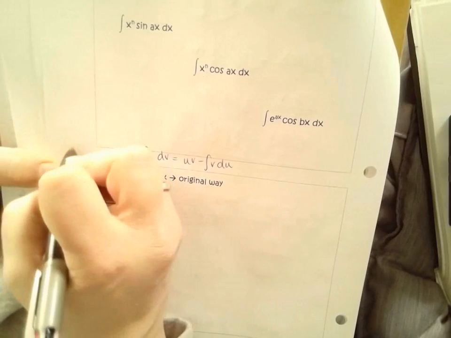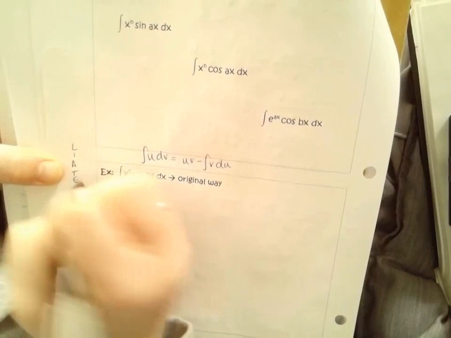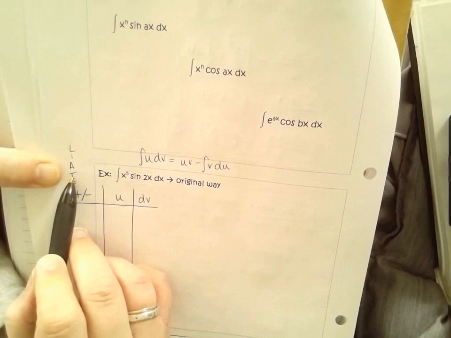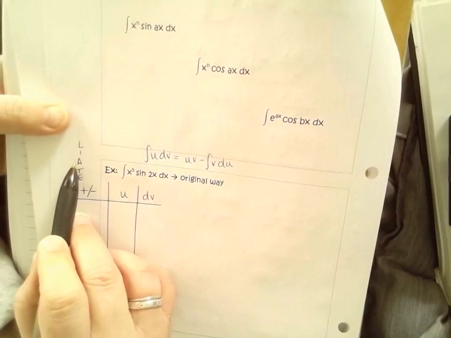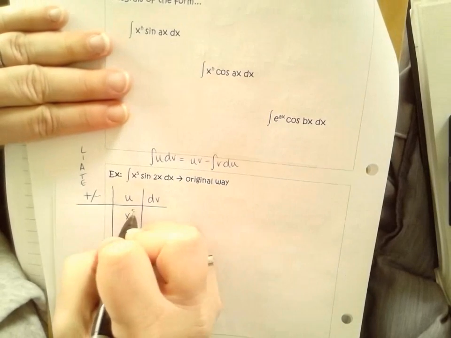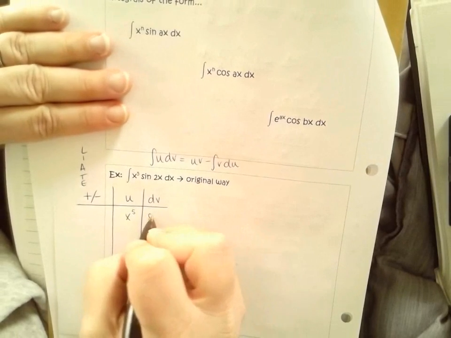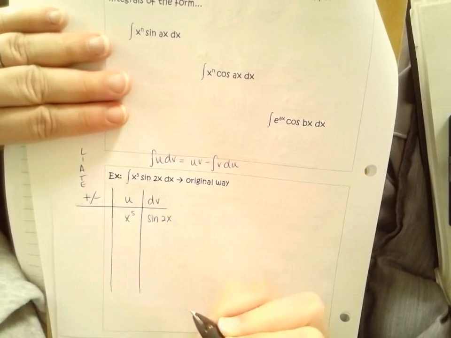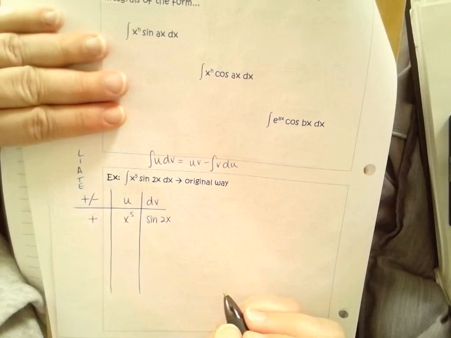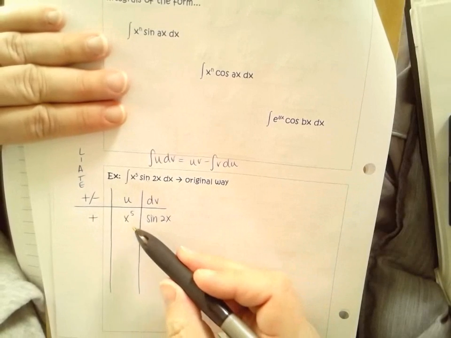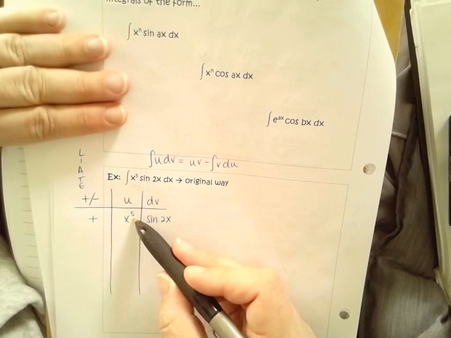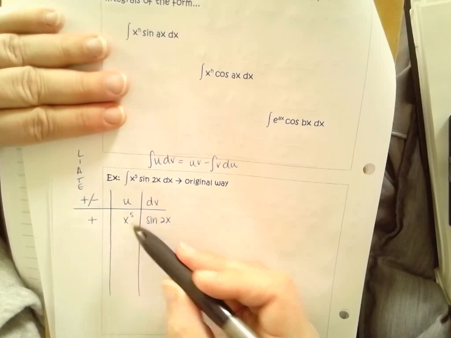So again, following LIATE, I have x to the fifth and sine 2x. Sine 2x would be trig, x to the fifth would be algebraic. So x to the fifth is my u, and dv would be sine 2x. Okay? This is a positive integrand. All right, I'm going to fill this table out as far as I need to until this becomes 0. That's going to be my clue to stop.